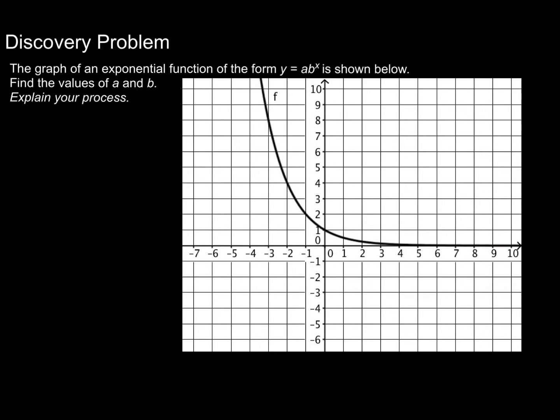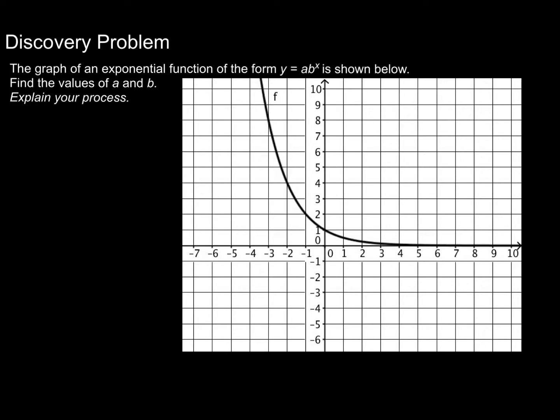So to help discover this process, I want you to try a pretty simple one on your own. The graph of an exponential function of the form y equals a times b to the x is shown below. Here it is. Find the values of a and b. And I want you to explain your process.